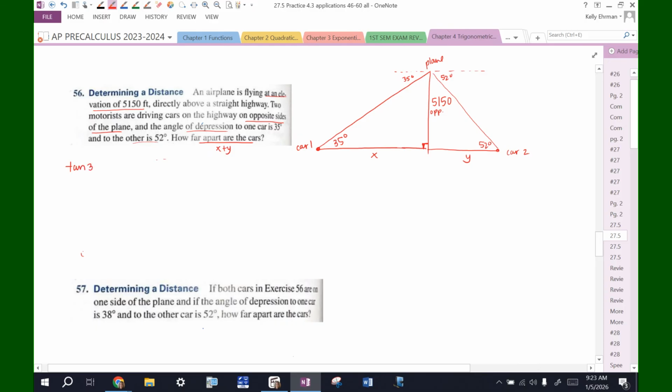So tangent of 35 degrees would equal 5,150 over X. And the tangent of 52 degrees would equal 5,150 over Y. I want to get X plus Y, so let's solve each of these for X and Y. Remember, you multiply the X over to this side, and then you're going to divide the tangent of 35 to the other side. So X will equal 5,150 divided by the tangent of 35. Y will equal 5,150 divided by the tangent of 52. And the distance between the cars is X plus Y.